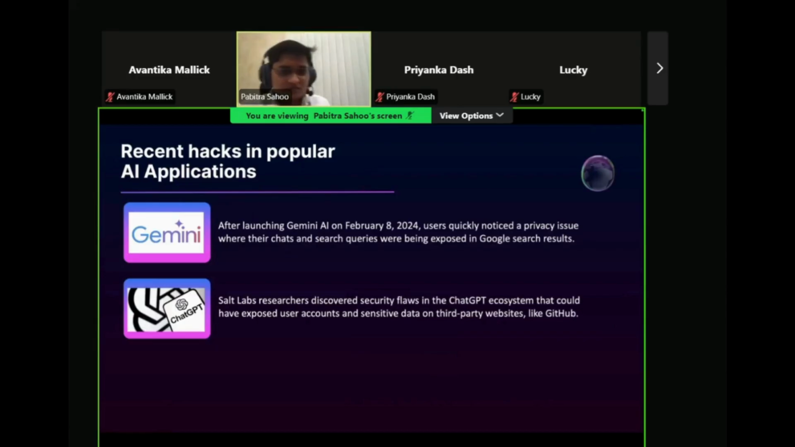Also, ChatGPT exposed certain user accounts and sensitive data to third-party websites. If you connect the APIs to GitHub or any third-party APIs, we can easily expose the accounts or sensitive data of users.